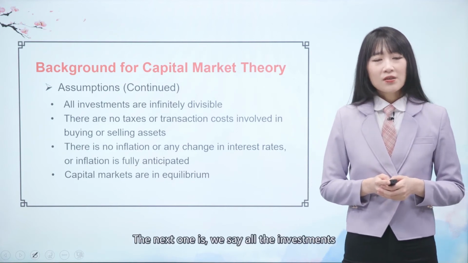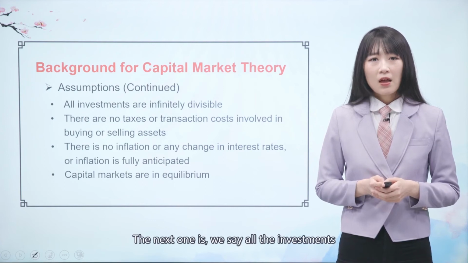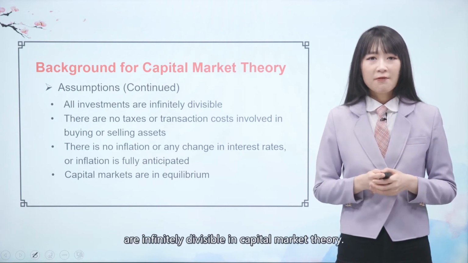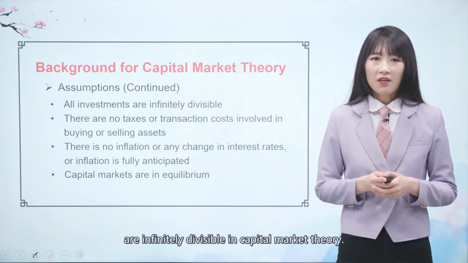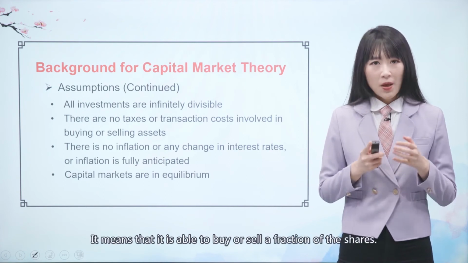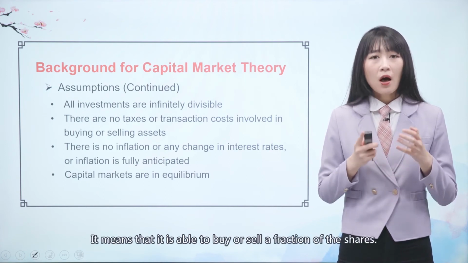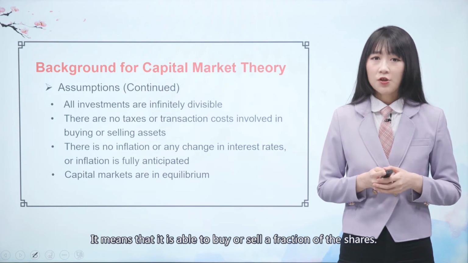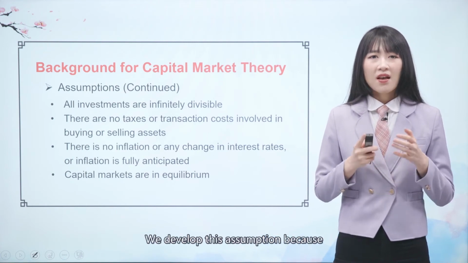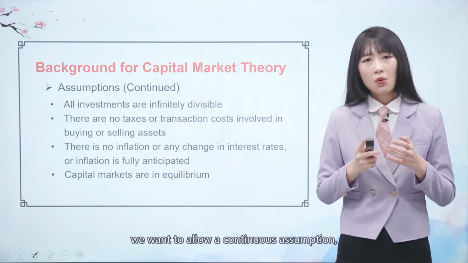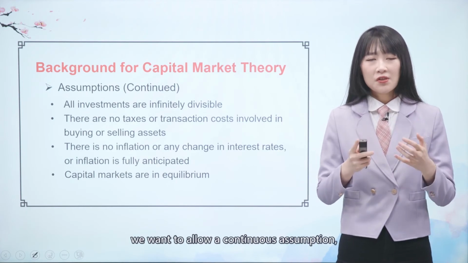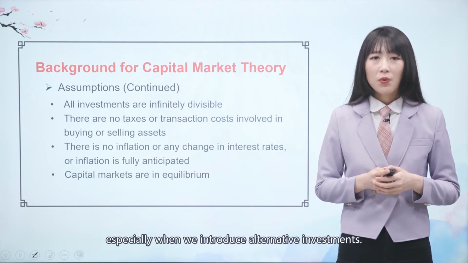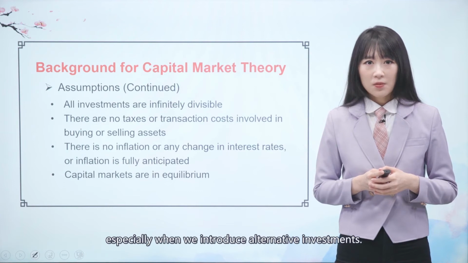The next one is that all investments are infinitely divisible in capital market theory. It means that it is possible to buy or sell a fraction of a share. We develop this assumption because we want to allow a continuous assumption, especially when we introduce alternative investments.